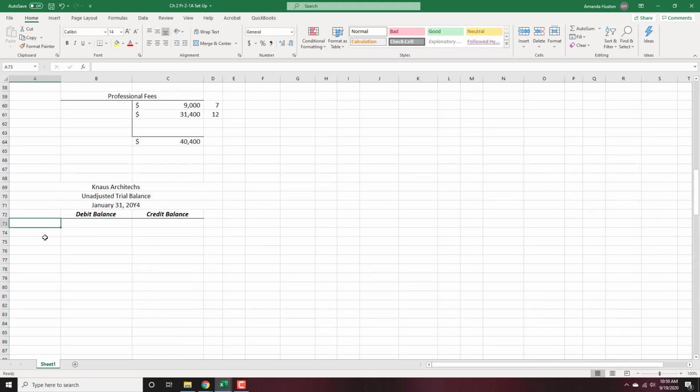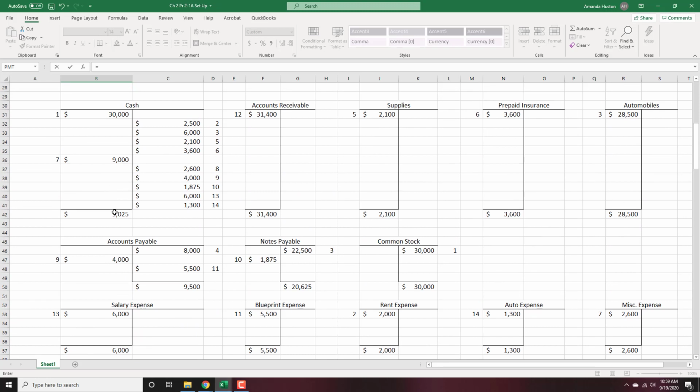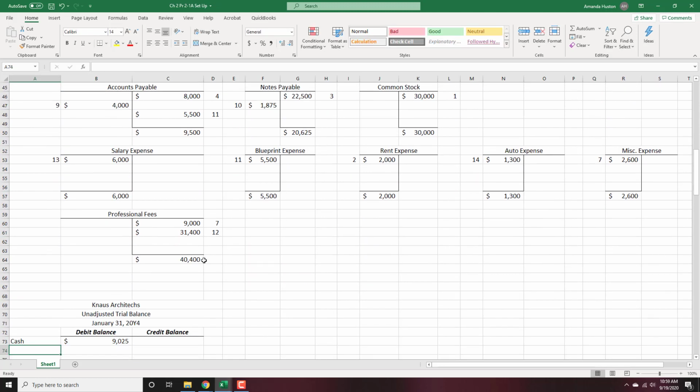All right. So the first account we're going to start with is cash. I'm going to go up and I'm going to find the balance of cash, which is right here, $9,250, and it has a debit balance. So I'm going to put that there. The next account we have is accounts receivable.